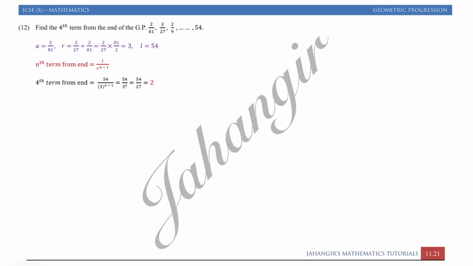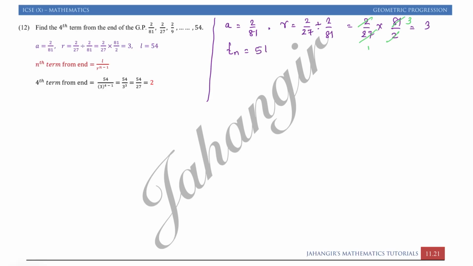Question number 12. Find the fourth term from the end. Again the same process. Here we will write the first term A is equal to 2 by 81. Common ratio R is equal to the second term divided by the first term. So let us write 2 by 27 into 81 by 2. Cancelling out, you will get the answer as 3. See how you can cancel. 2 and 2 will get cancelled. 27 ones are 27, threes are.